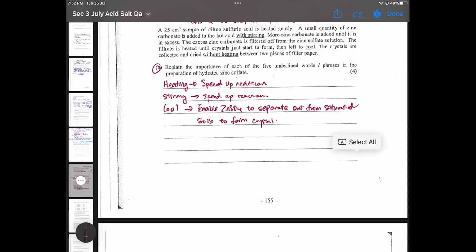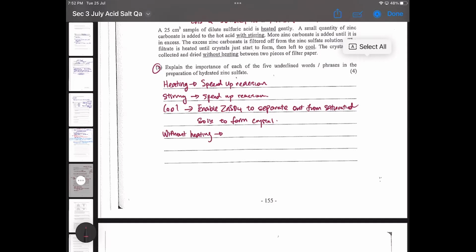Again, these are all those off the regular path kind of questions. Okay, the last one is without heating. You want to dry it using filter paper, but you cannot heat it in the oven. You cannot heat it under a heat source.